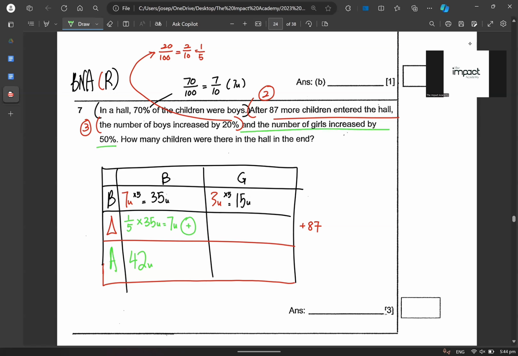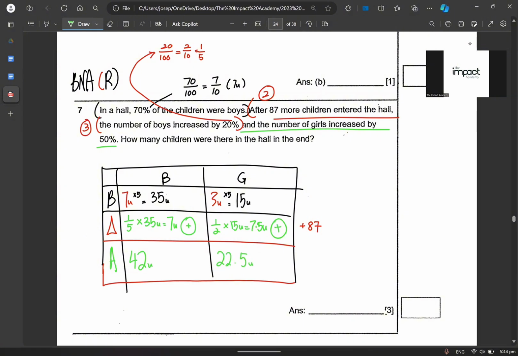Agree so far? And the number of girls increased by how many percent? 50%. Half times 15 units is actually equals to how much? 7.5 units. Okay, this is still fine. 7.5 is still okay. Understand? All right, I will get to 22.5 units. Do you understand or don't understand?